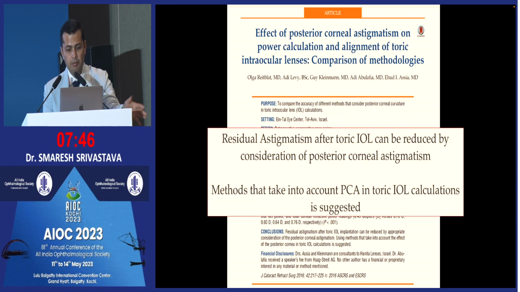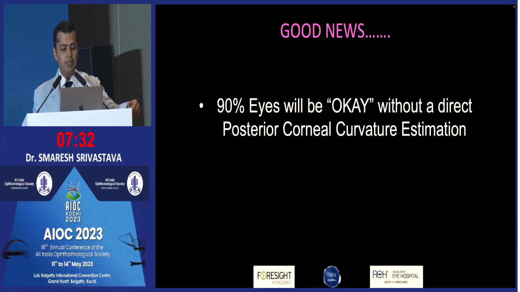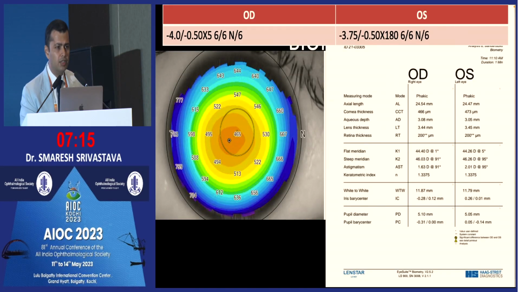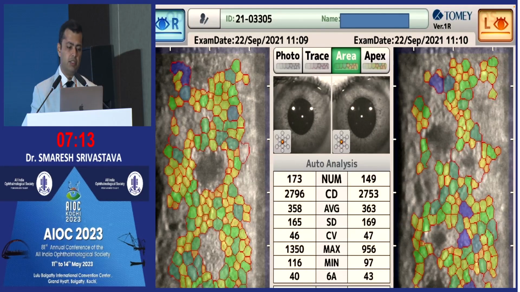There have been papers published saying that you should calculate toric IOLs based on anterior and posterior curvatures, because anterior and posterior do not normally follow the rule. Anterior is generally with the rule in younger ones, and the posterior is against the rule, so it tends to cancel out. But the good news is that for most of us who are not so fastidious, most of these newer generation formulas take care of posterior corneal curvature. So you really don't have to look at it. The new biometers will incorporate it. I'll just move on to this. So it's important to at least know about it and use newer generation formulas for this.